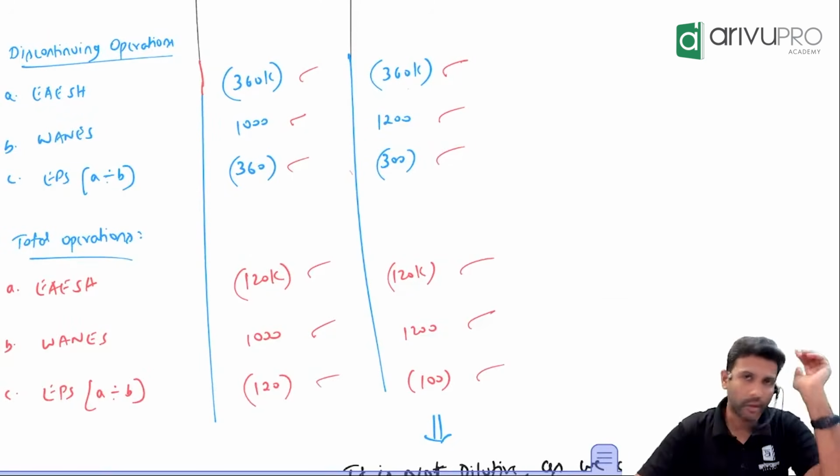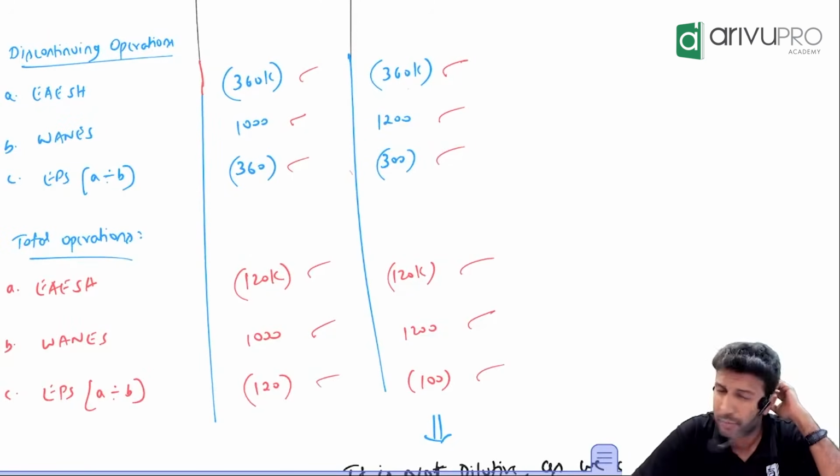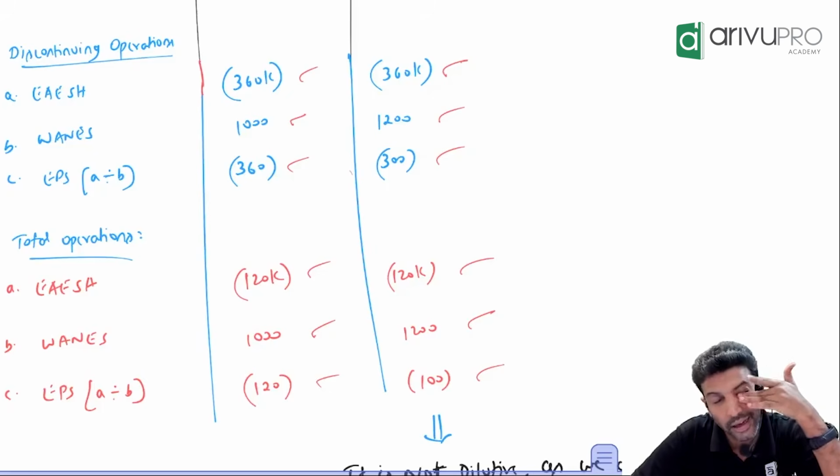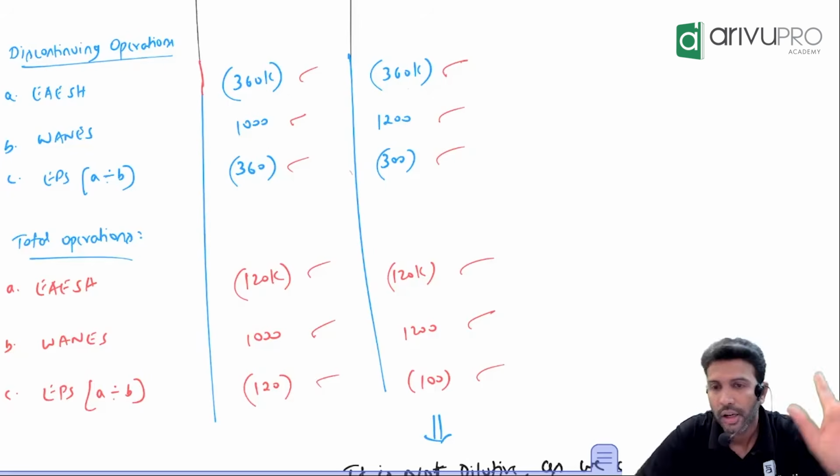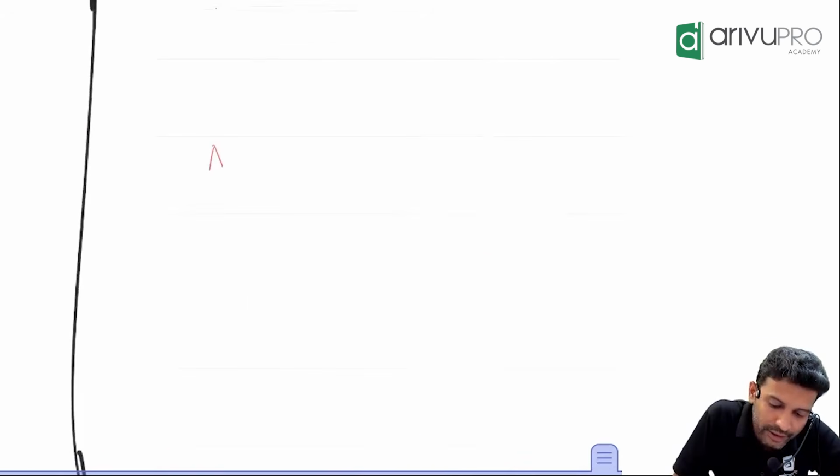Now, the provision of AS 20, same for CA Final also, what we say is anti-dilutive EPS are not reported. Anti-dilutive EPS are not reported. First, let's understand how it becomes anti-dilutive.